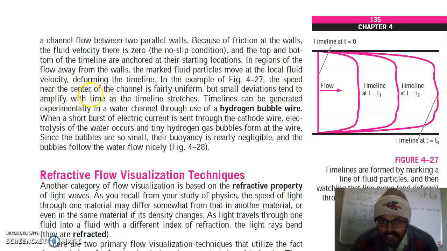The speed near the center of the channel is fairly uniform, but small deviations tend to amplify with time as the timeline is stressed. Timelines can be generated experimentally in a water channel through use of a hydrogen bubble wire. When a short burst of electric current is sent through the cathode wire, electrolysis of water occurs and tiny hydrogen gas bubbles form at the wire. Since the bubbles are so small, their buoyancy is negligible and the bubbles follow the water flow nicely.